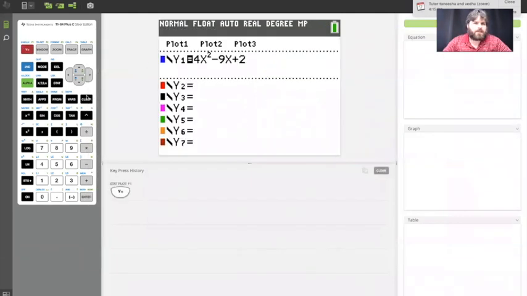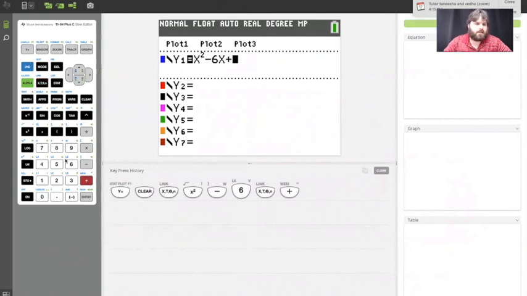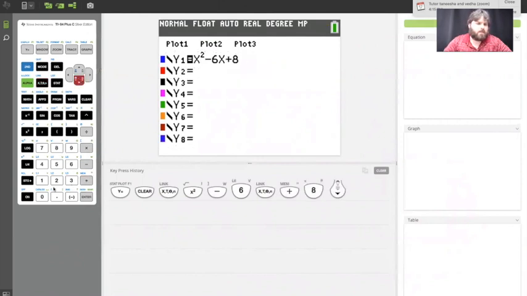So I graph the left side. Left side is x squared minus 6x plus 8. And the left side was 0. So I want to know when the left side is bigger than the right side.